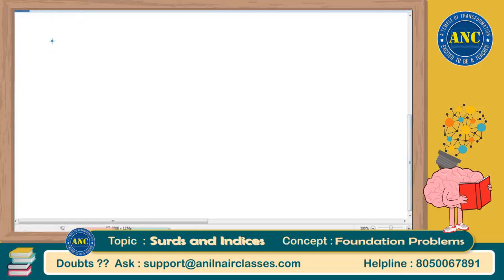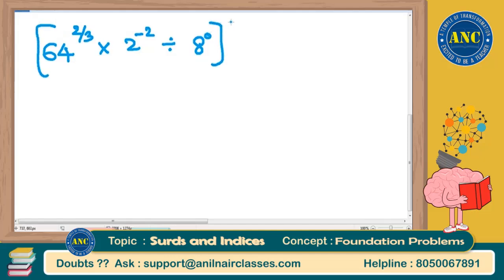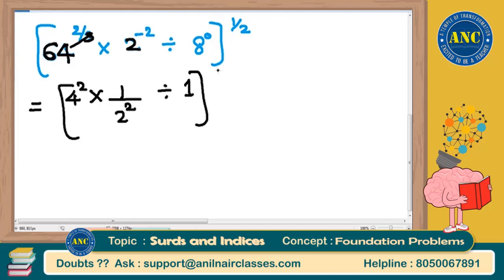Suppose, for example, another question. 64 to the power of 2 by 3 into 2 power minus 2 divided by 8 power 0, whole to the power of 1 by 2. That means I am finding the square root of this particular value. 64 power 2 by 3, 64 is nothing but 4 cube. 4 cube to the power of 2 by 3. That 3 will cancel. 4 square is what is left. 2 power minus 2 is 1 by 2 square. 1 by 2 square divided by 8 power 0 is 1, whole to the power of 1 by 2.